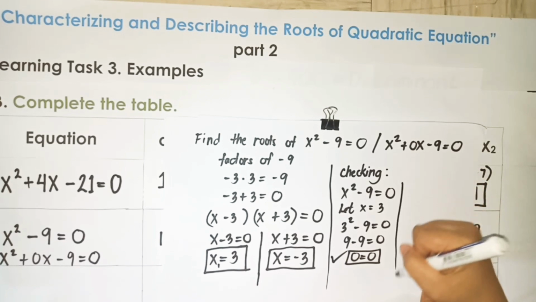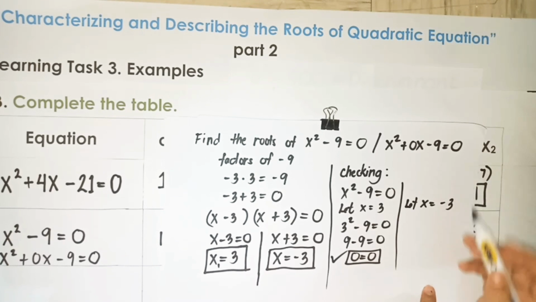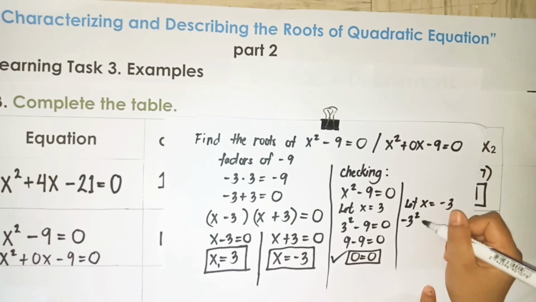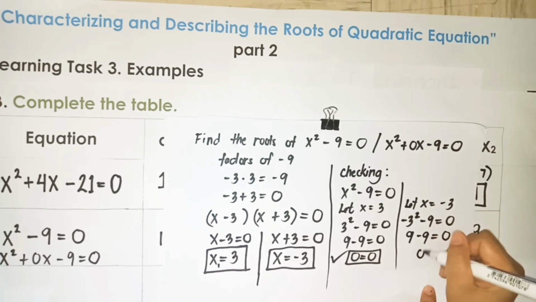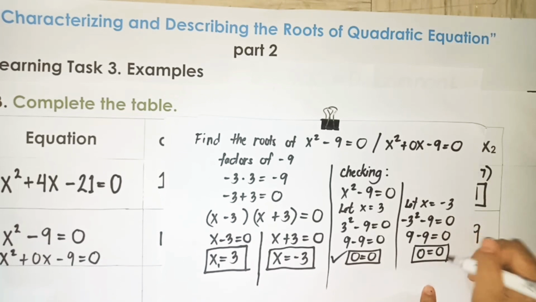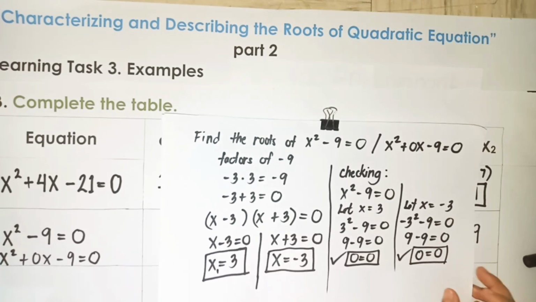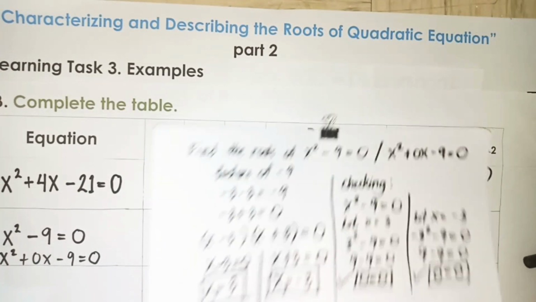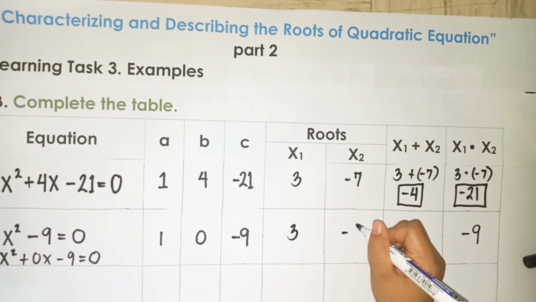Let's check the other root, which is negative 3. Let x equal negative 3. Substitute the value of x. We have negative 3 squared minus 9 equals 0. Negative 3 times negative 3 is positive 9, minus 9 equals 0. 9 minus 9 is 0. They are equal. So your answer is correct. So your x sub 1 is equal to positive 3 and x sub 2 is equal to negative 3.